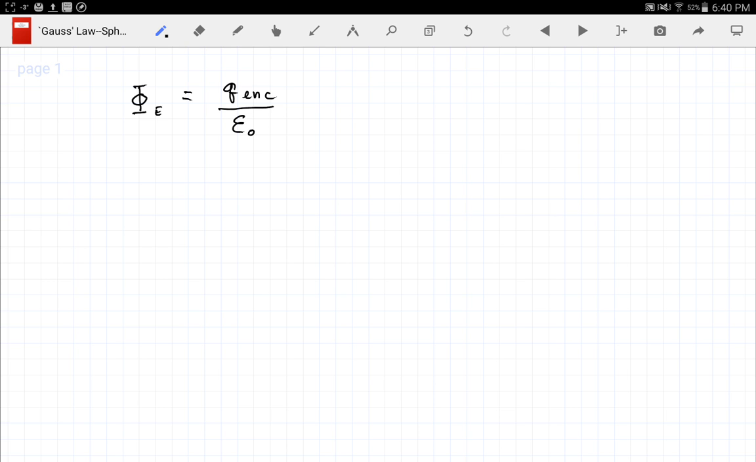Now, the permittivity of free space we've already talked about. It's a fundamental constant of nature, so we just know its value: the permittivity of free space is 8.85 times 10 to the minus 12 Coulomb squared per Newton meter squared. So that's a fundamental constant, not a big deal there.